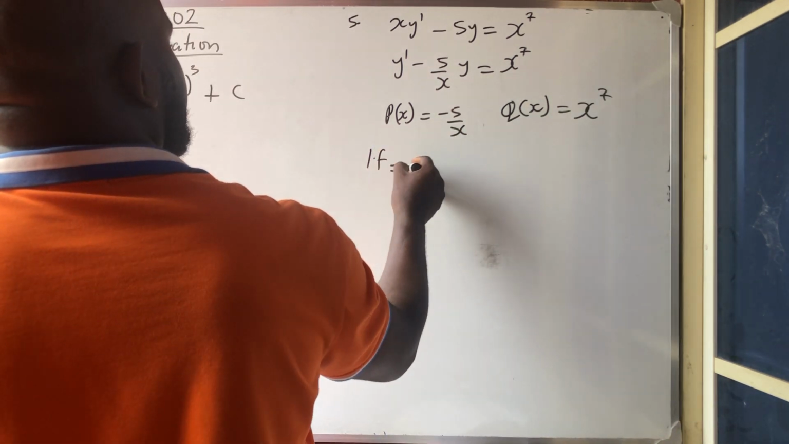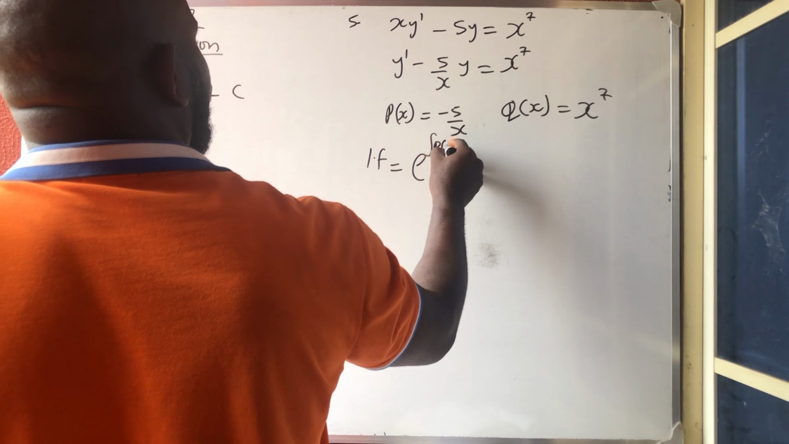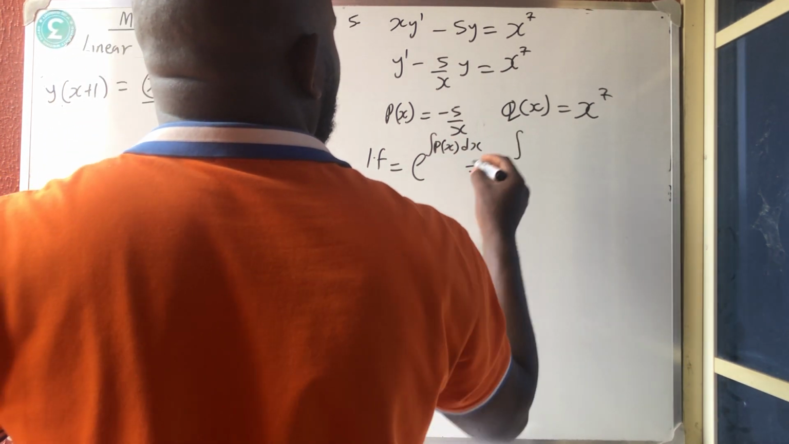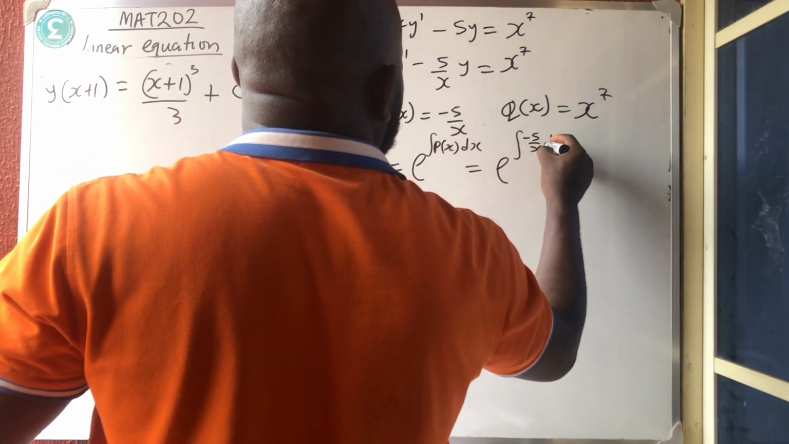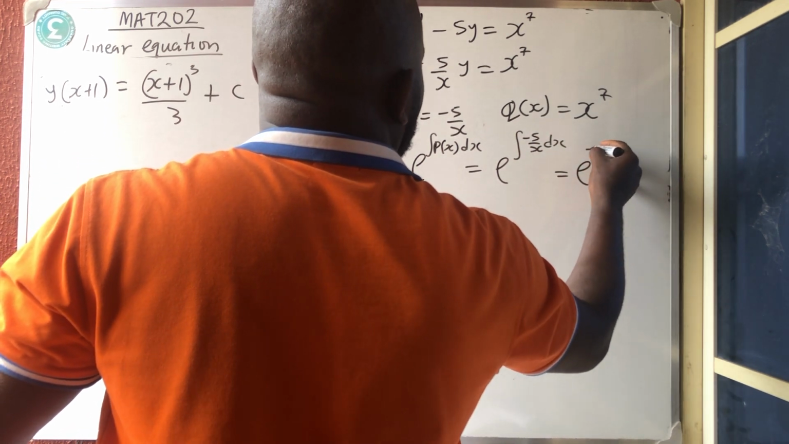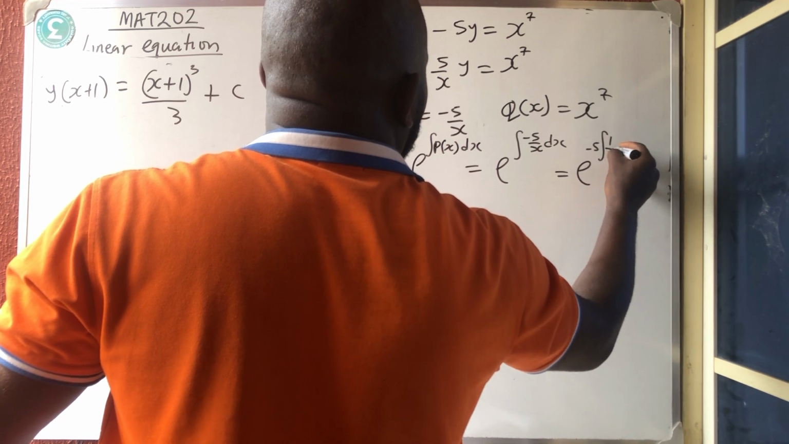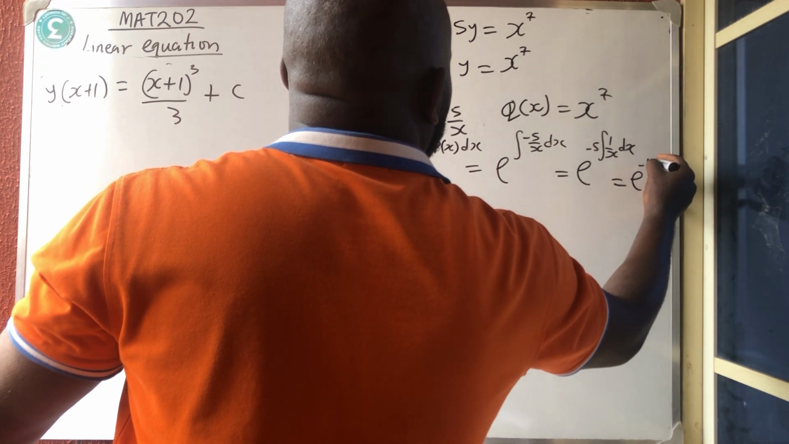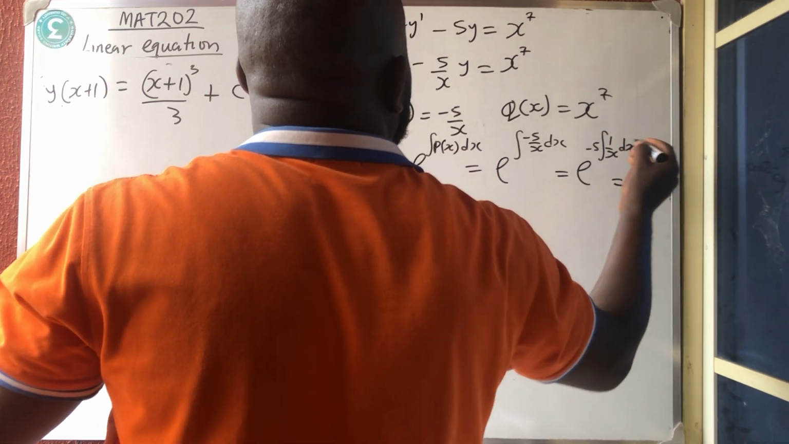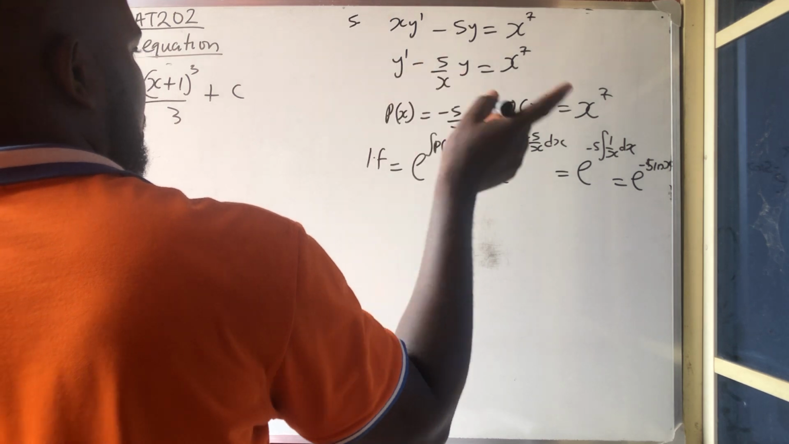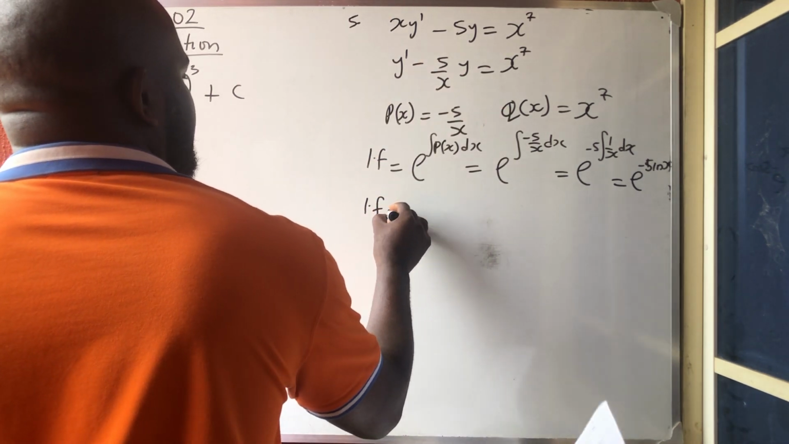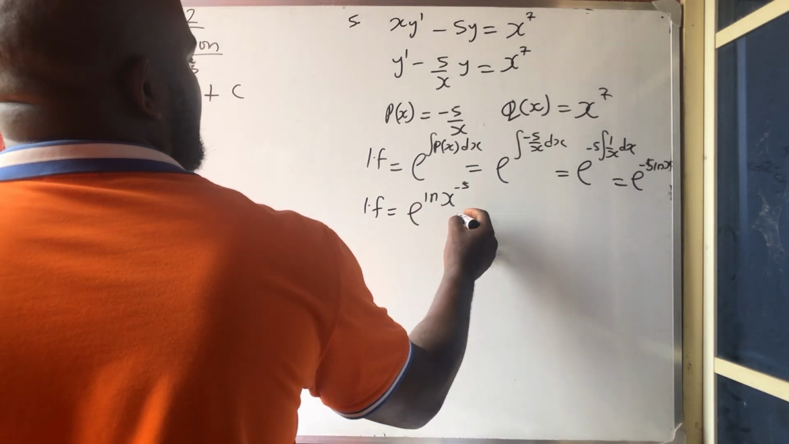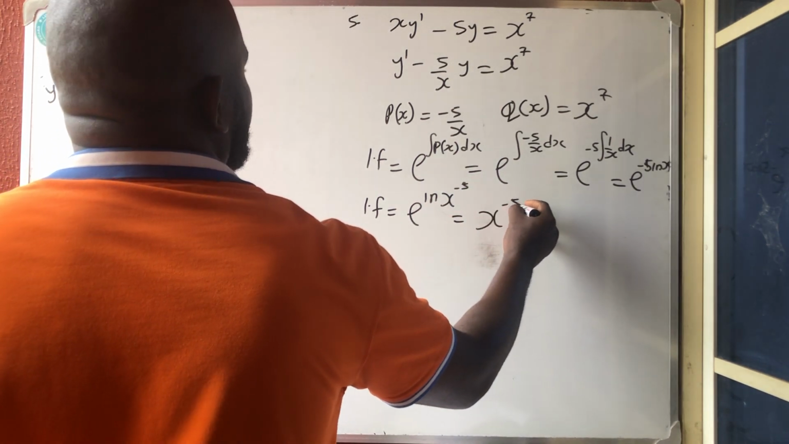My integrating factor is now e raised to the power of the integral of p of x dx, which is what? E raised to the power of the integral of minus 5 over x dx, which is e raised to the power minus 5 first before the integral of 1 over x dx, which is e raised to the power minus 5 ln x. According to logarithm, that minus 5 will go to the back. So my integrating factor is now e raised to the power ln x raised to the power minus 5. Ln is the opposite of exponential, so I'm left with x raised to the power minus 5.